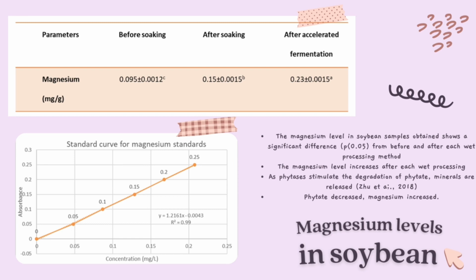From after soaking to after accelerated fermentation, the magnesium levels in soybean increase even more from 0.15 to 0.23 milligrams per gram. During the accelerated fermentation process, the sample was combined with the cultured lactic acid bacteria. So the cultured lactic acid bacteria provides a microbial phytase that works together with the endogenous enzyme phytases, degrades the phytate even more, and more minerals, which is magnesium, are released, hence increasing the magnesium after accelerated fermentation.